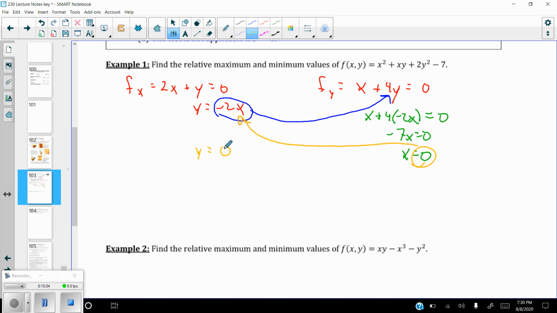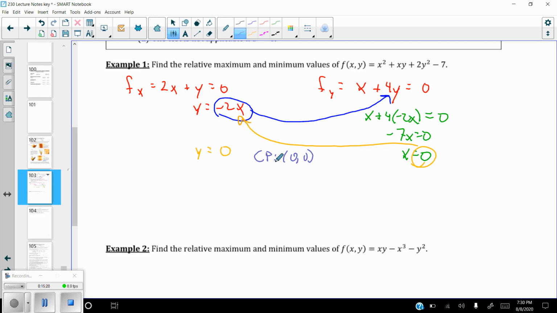Now, in this case, we could have done this a completely other way to figure it out, but this is probably the easiest. Okay, so we've got our critical value. Our critical value is going to be at the point 0, 0. That's our critical point right there, 0, 0. So now what we have to do is test that.